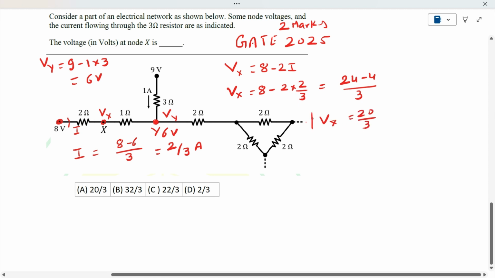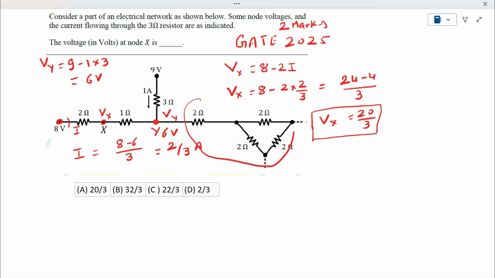It's a good question and a very easy question if you understand this circuit very carefully. So what does it mean? It means that there is no significance of this entire circuit. There is no significance of this entire circuit. This is what it means here in this question.